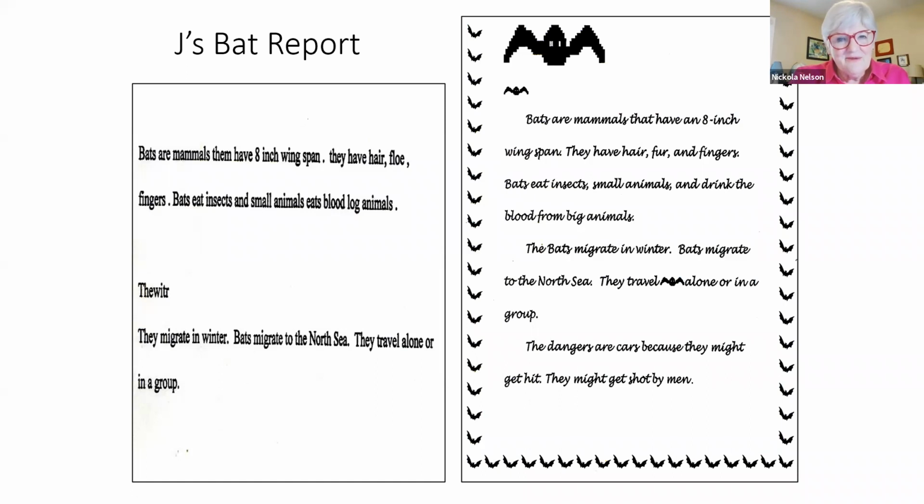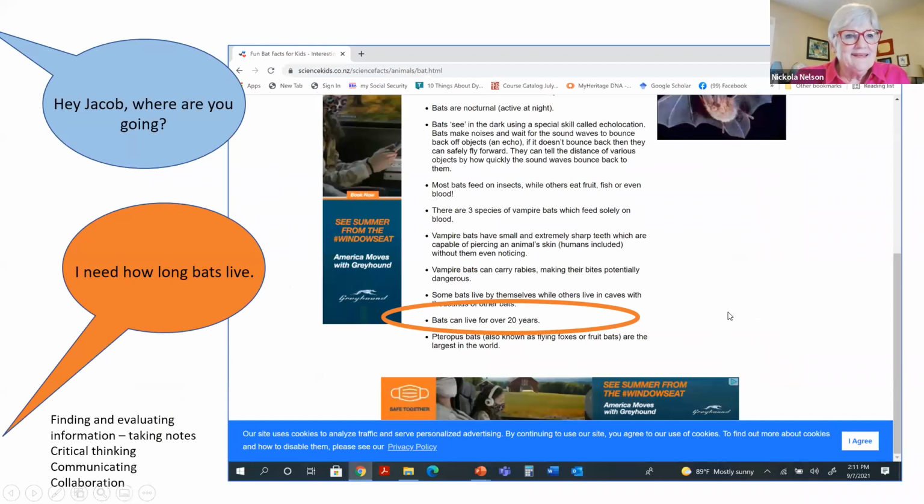So sometimes you let kids have the ownership of their own ideas. So when he read this to his friends in his report, somebody asked, how long do bats live? And at that point, Jacob takes off out of the classroom, and his teacher says, hey, Jacob, where are you going? And he says, I need to find how long bats live. And again, that's what you want. You want them to use these digital literacy skills to see how they can provide them the answers that they need and do it automatically.